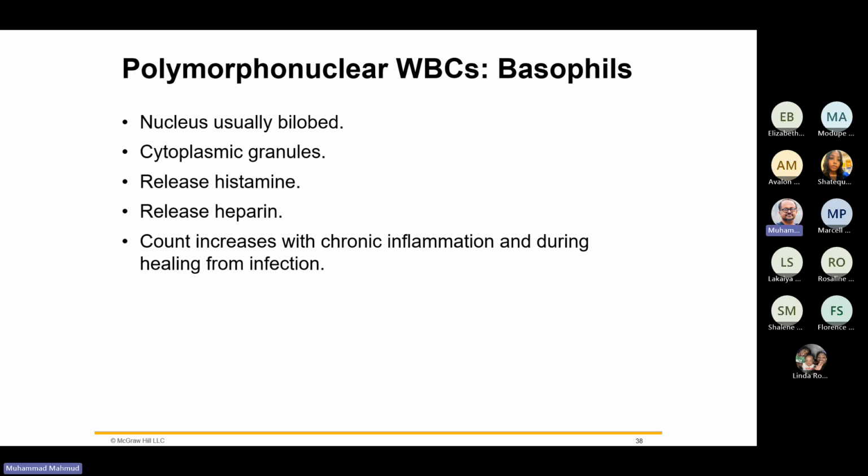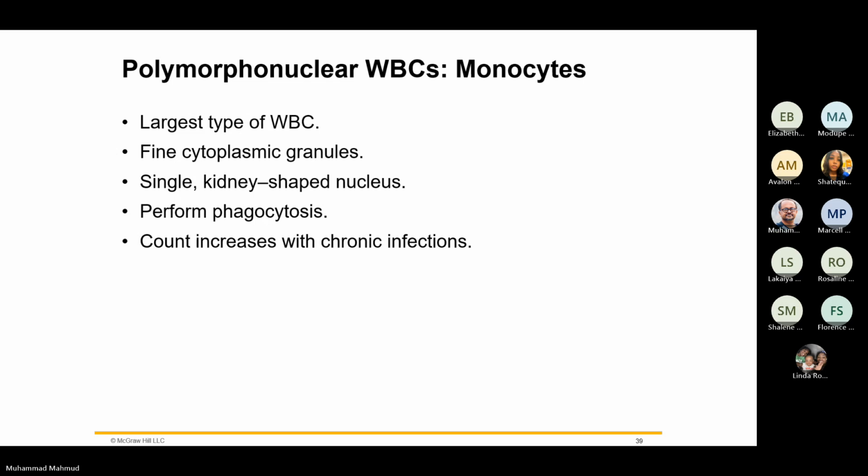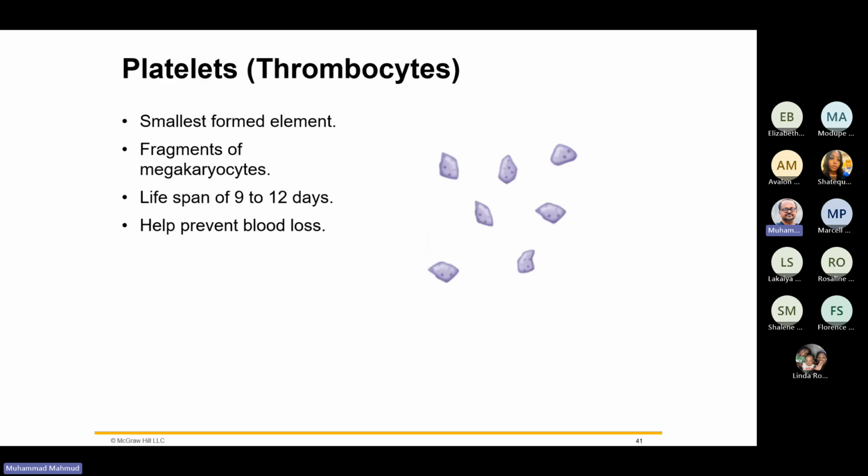Next cell is the lymphocyte. Single round nucleus, two types of lymphocyte, B and T. During viral infections, these numbers will increase. Our last type of cell is the thrombocyte or platelet, which is the smallest element, and it comes from fragmentation of megakaryocytes. They live only 9 to 12 days and help prevent blood loss. Whenever we are bleeding, they stop bleeding through the process of coagulation. So they play a vital role.